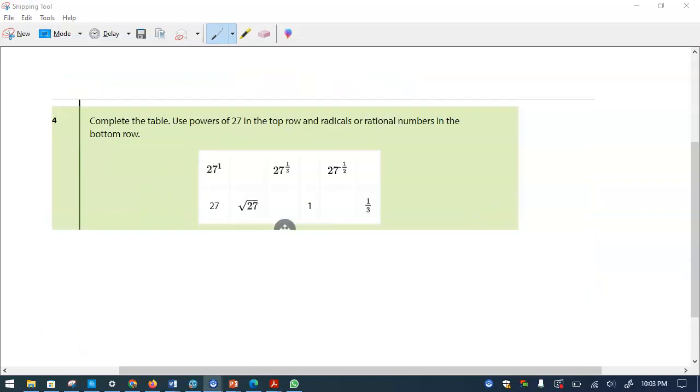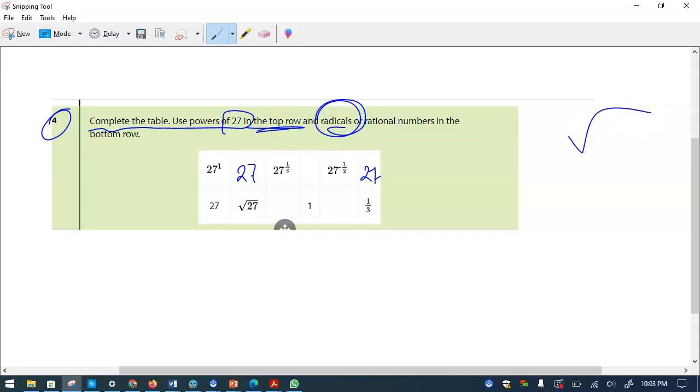So hope that helps. In question number 4, you're supposed to complete the table using the powers of 27. So you have to use power 27 here and also 27. That's what it says for the top row, but for the second one, you have to use the radical or rational, maybe raised to something over something. So that means I have to write something over top and something raised to something over something. Let me write whatever.